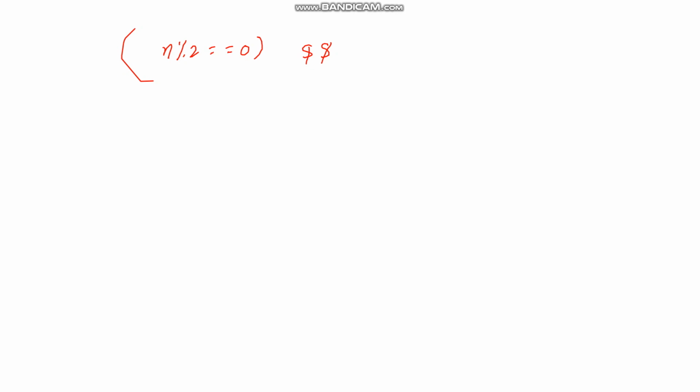is like this. The second condition is that n by 2 also satisfies the same condition, means it is also giving the value 0. Then we can say that the given number is a power of 2.